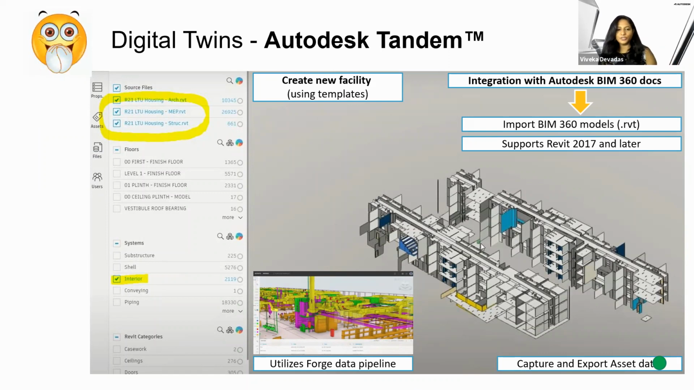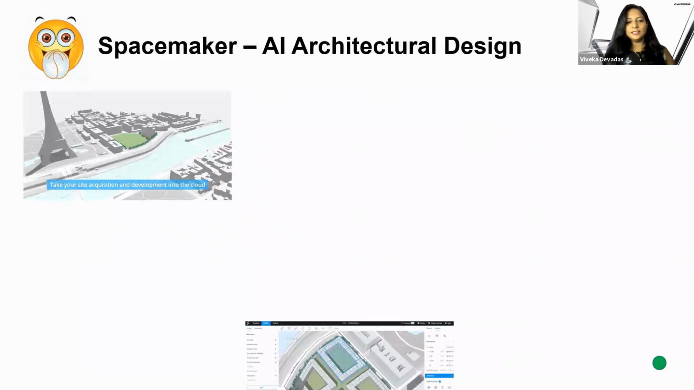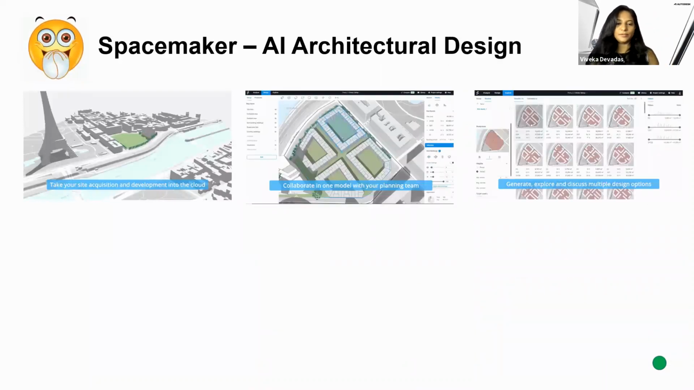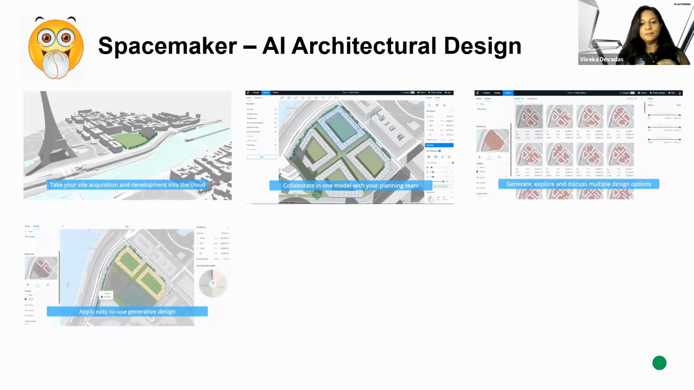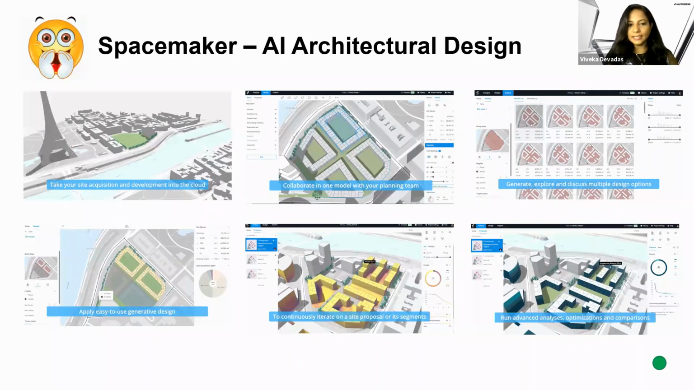So the next solution I'm going to briefly run you through is SpaceMaker. And again, as the name implies, SpaceMaker offers you that one collaborative space, and this collaborative space is going to happen on the cloud for you. So it's a complete site tool, or a site modeling tool, where you can take your site, you can model in the cloud, you can generate a variety of options.